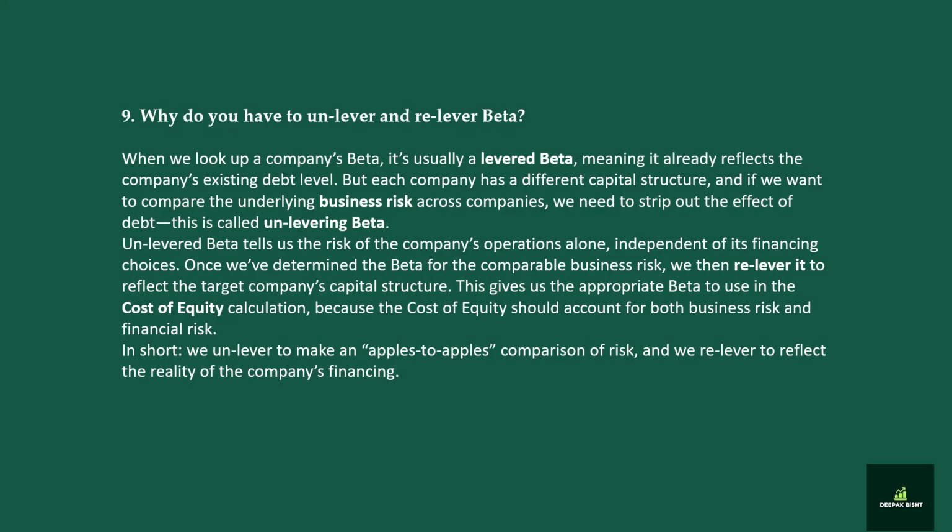Unlevered beta isolates the business's risk only, ignoring the effect of capital structure. It tells you how risky the company would be if it had no debt. The key point to remember is that companies with different amounts of debt will have different levered betas, even if their operations are similarly risky. That's why every company has a different debt structure.